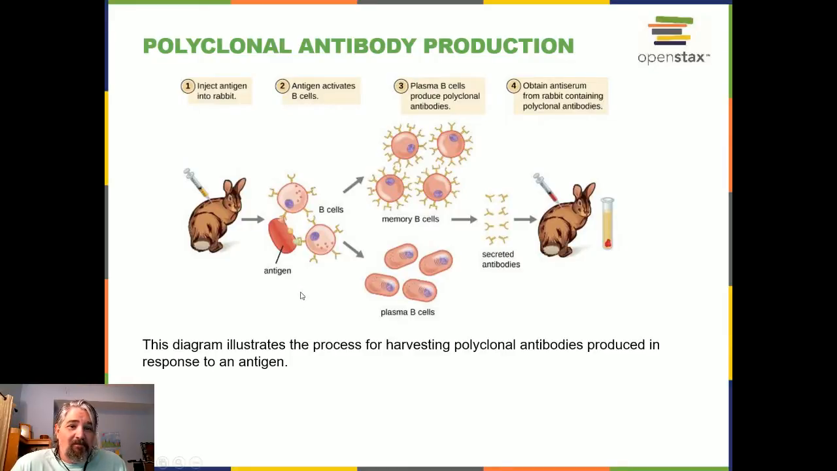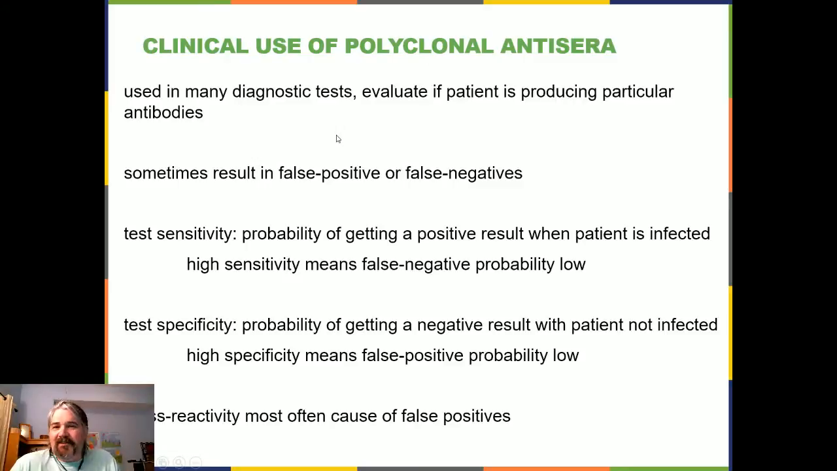That's pretty straightforward. Clinical use of polyclonal antisera is in many diagnostic tests to evaluate if a patient is producing particular antibodies, and this can sometimes result in false positives or false negatives. Test sensitivity is the probability of getting a positive result when the patient is infected. High sensitivity means a low false negative probability. And then specificity is the probability of getting a negative result when a patient is not infected. So again, if specificity is high, that means you have a low false positive rate. And cross-reactivity is most often the cause of false positives. But that makes sense.